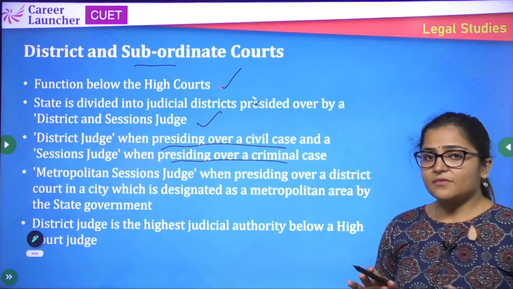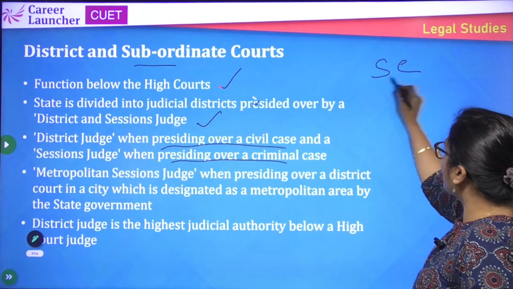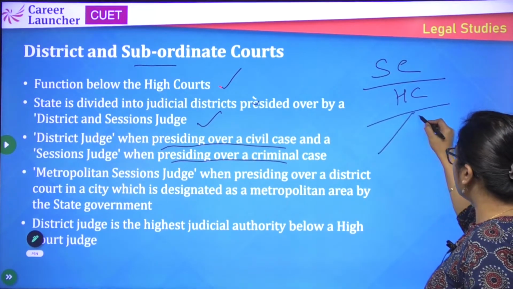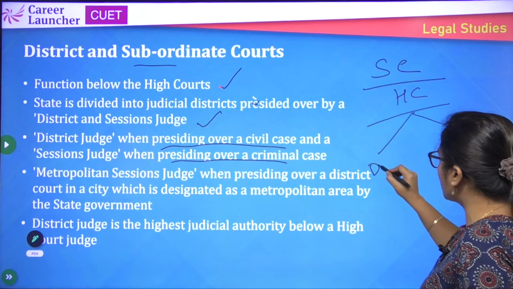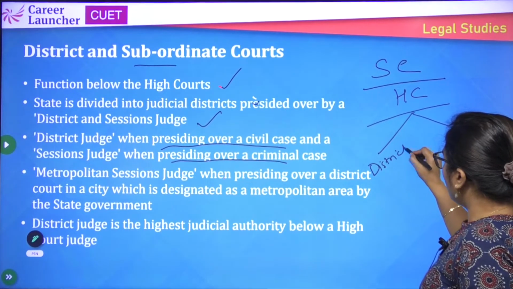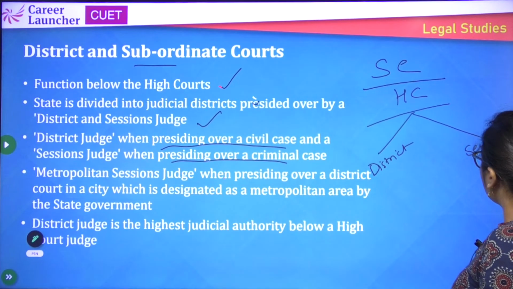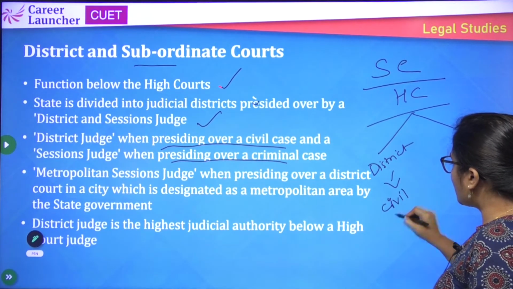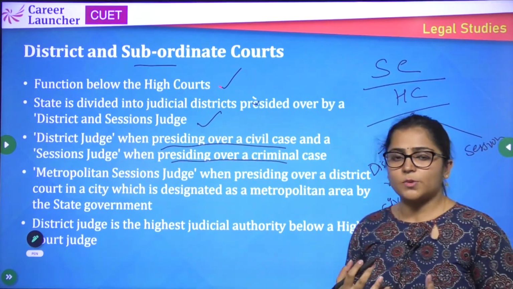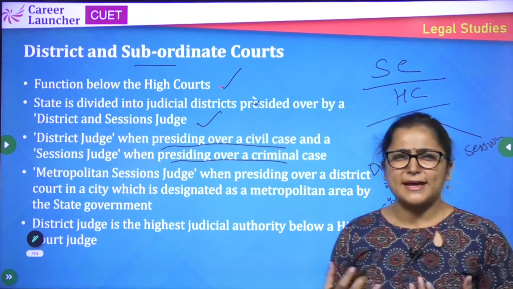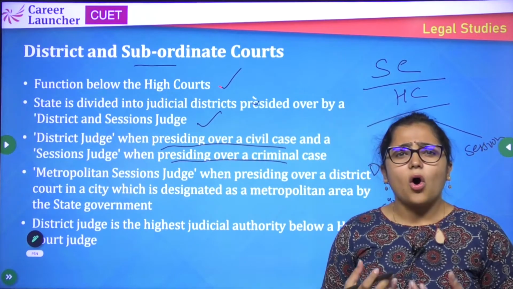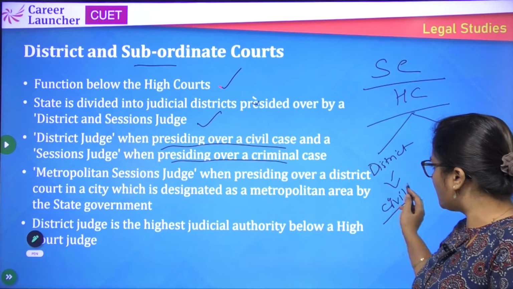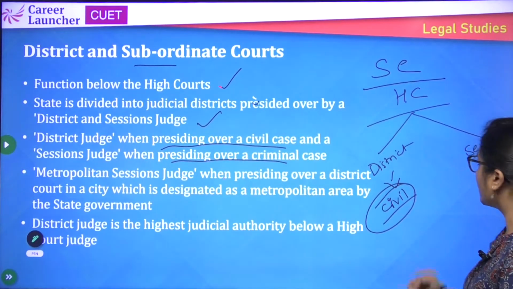So as we have just discussed, the Supreme Court is at the top level, then below this is the High Court, then below this are two kinds of courts: one is the district court and the second one is the session court. The district court deals with civil matters. When we talk about civil matters, it is basically a dispute, say a property dispute, a taxation dispute, or a family dispute. All these fall under the category of civil disputes.